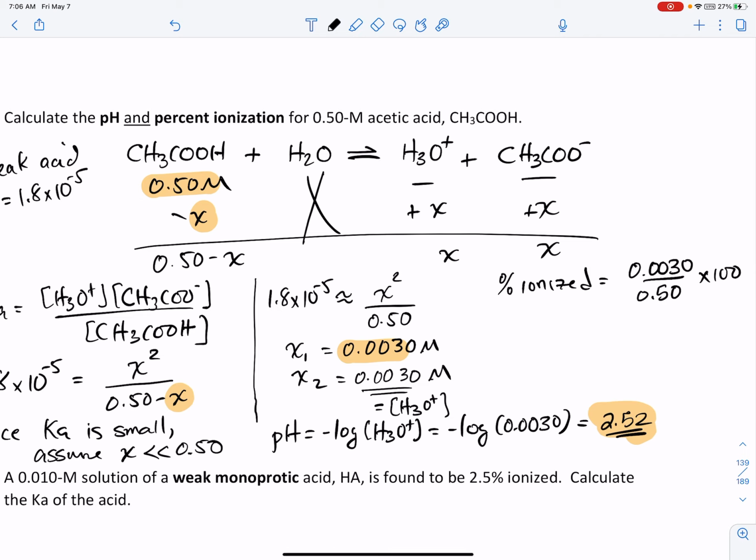So it's a weak acid. It does not completely ionize, but we can see here it ends up being 0.60% ionized, less than 1%. It's 0.6%.